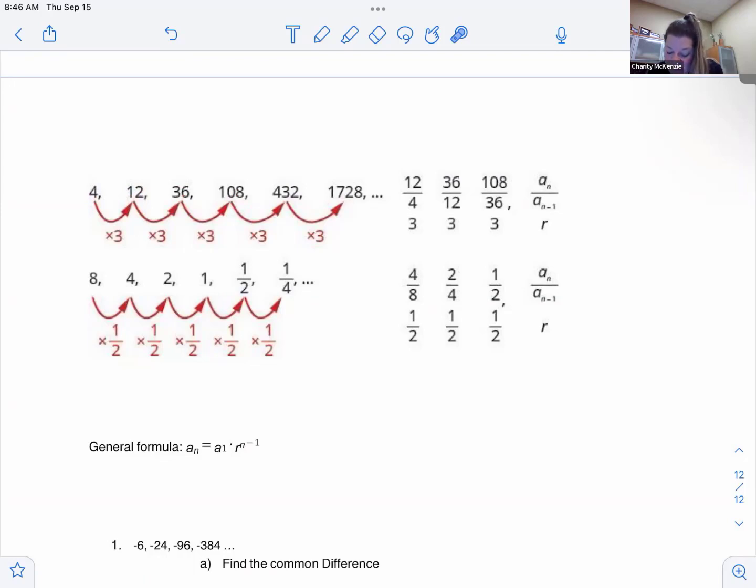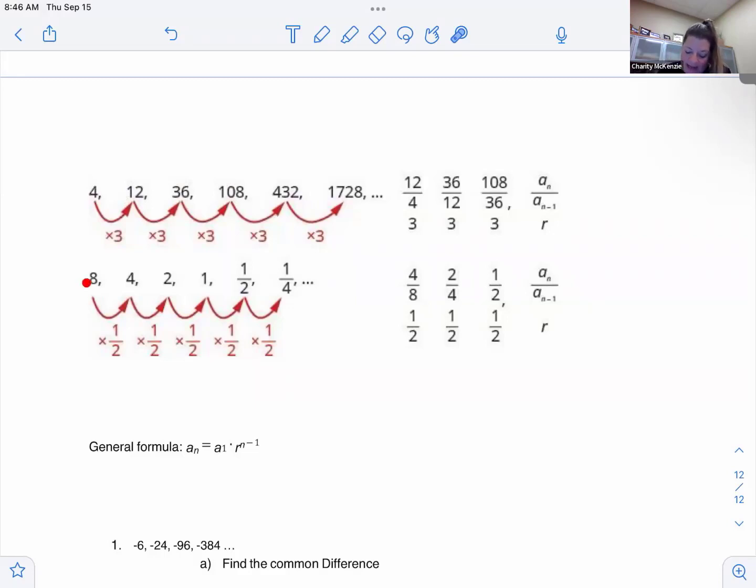And you might have to do the proportions to figure out that it is 3. So this one divided by this one, this one divided by this one, this one divided by this one. They better all give you that solution of 3. So our ratio is 3.